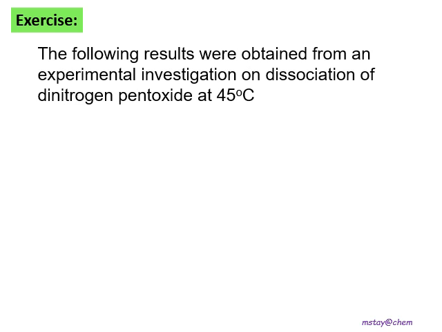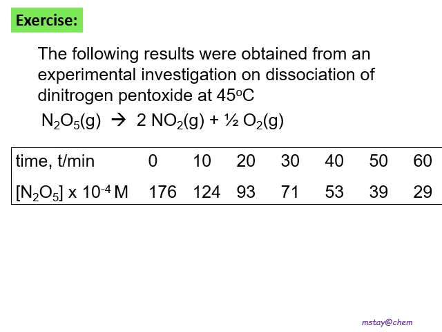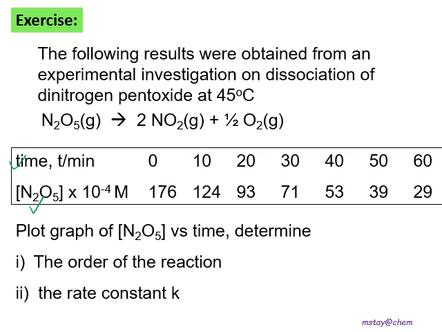Okay, let's proceed with one question. The following results were obtained from an experimental investigation on dissociation of dinitrogen peroxide at 45 degrees Celsius. The time is given, and at the same time the concentration is also given. In this question, they ask us to plot the graph, concentration versus time, and then determine the order of reaction.